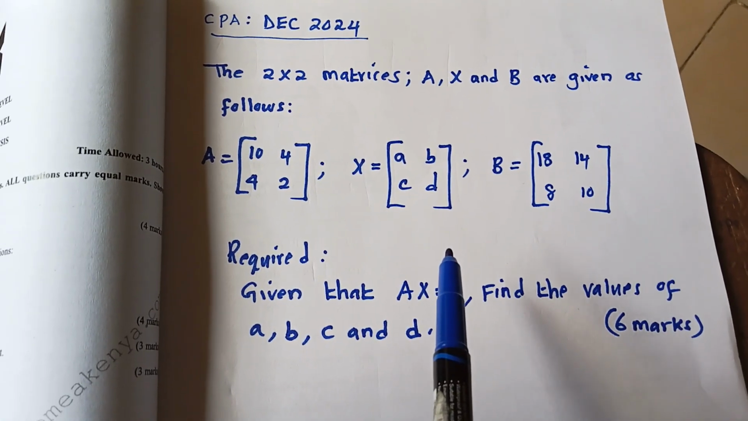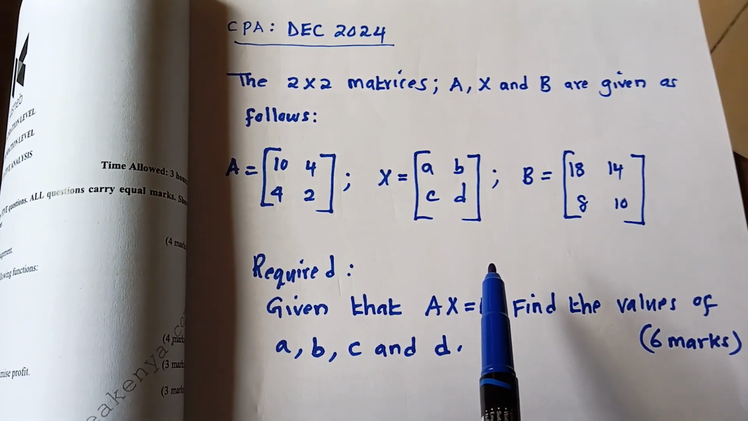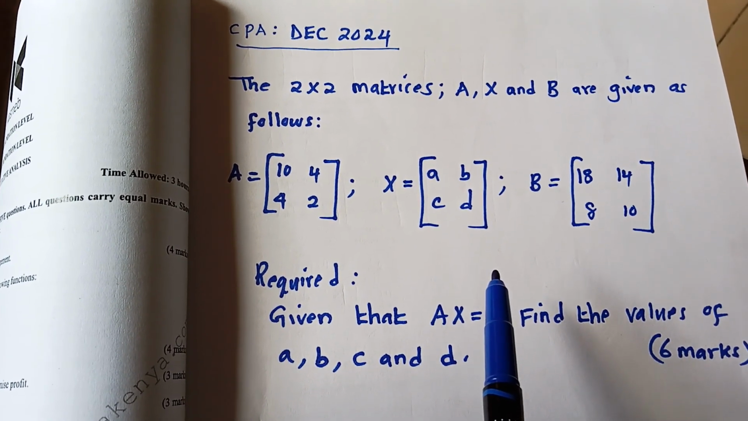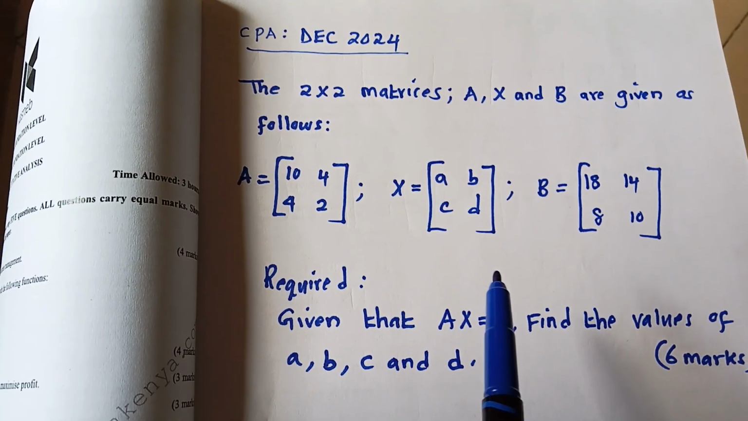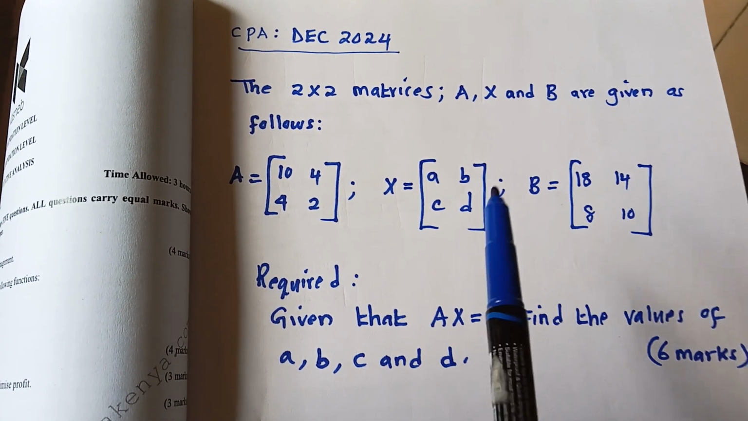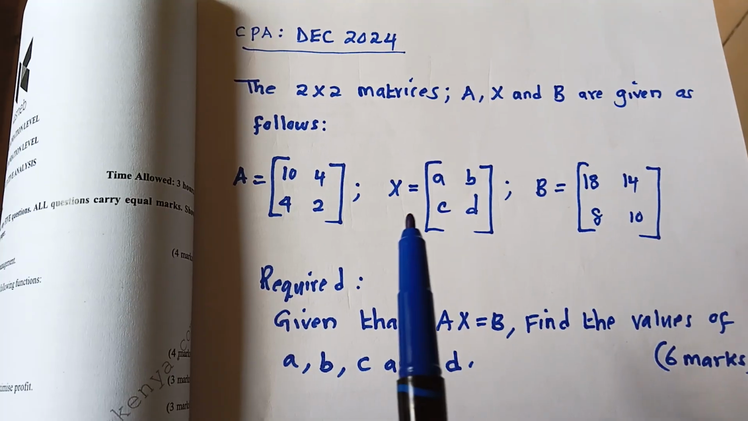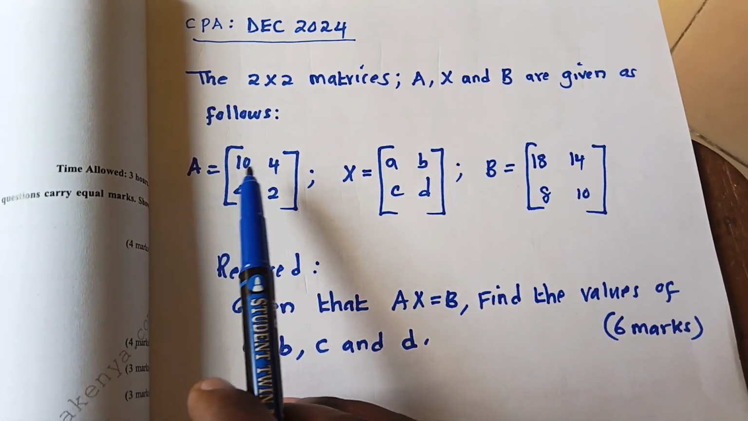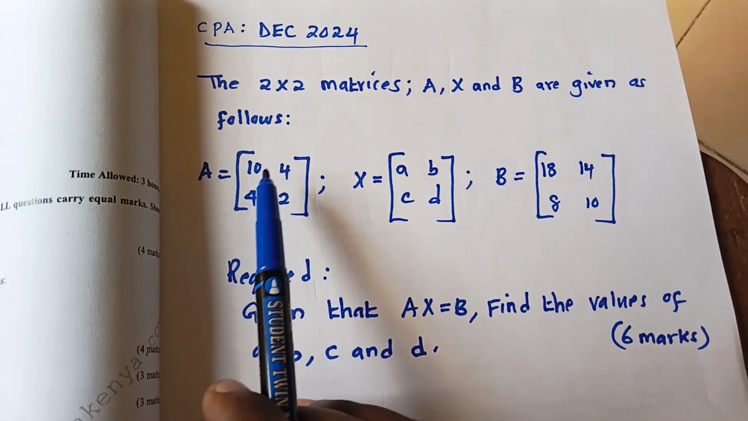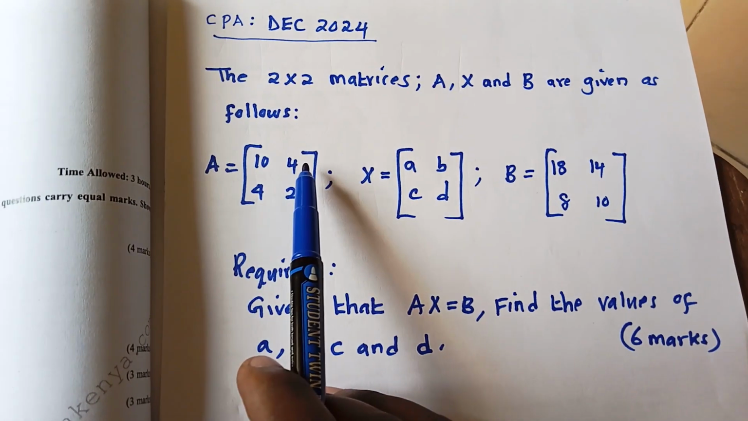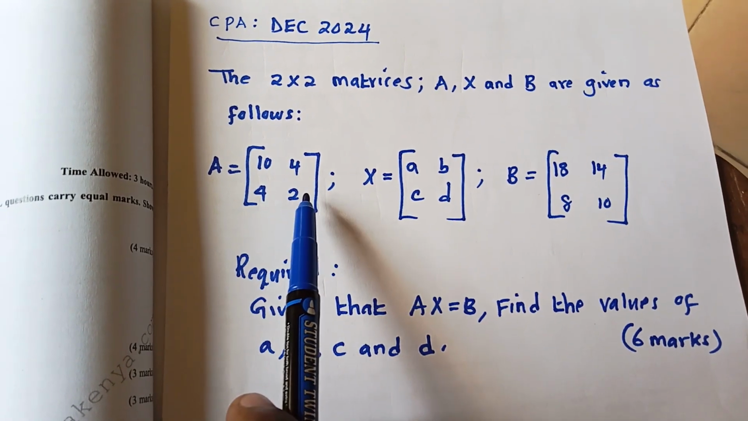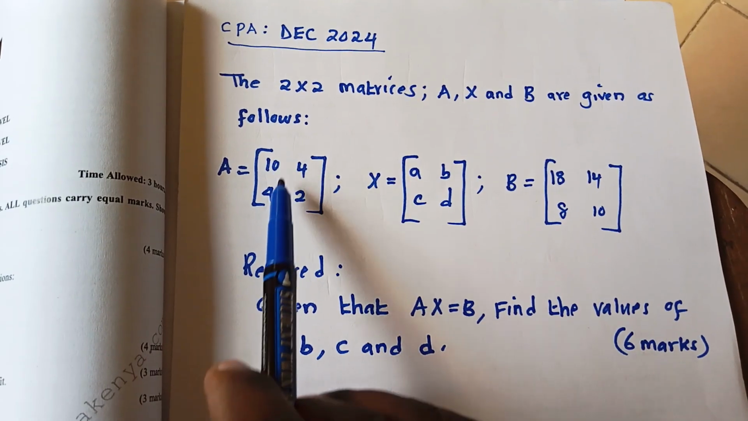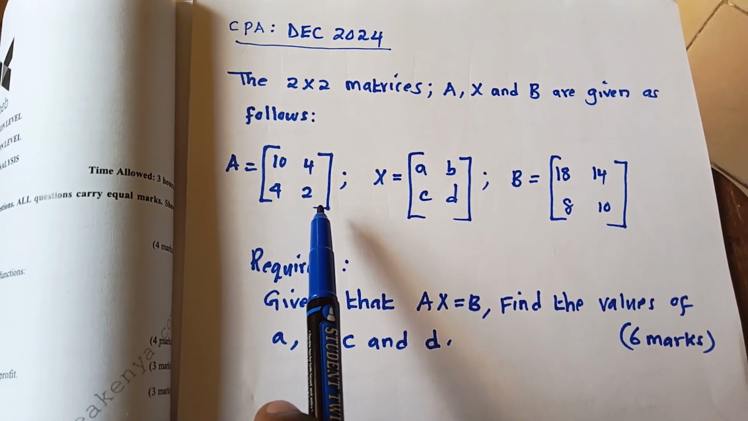Why? We said that the number of rows and the number of columns determine the type of matrix that we are dealing with. So we assign each matrix a specific name based on the number of rows and the number of columns. In this particular case, matrix A has 2 rows. The first row is 10 and 4, the second row is 4 and 2, whereas the number of columns is 2. The first column is 10 and 4, the second one is 4 and 2.